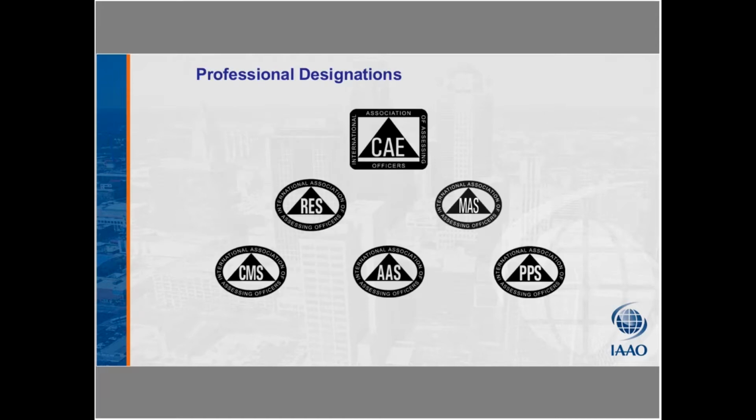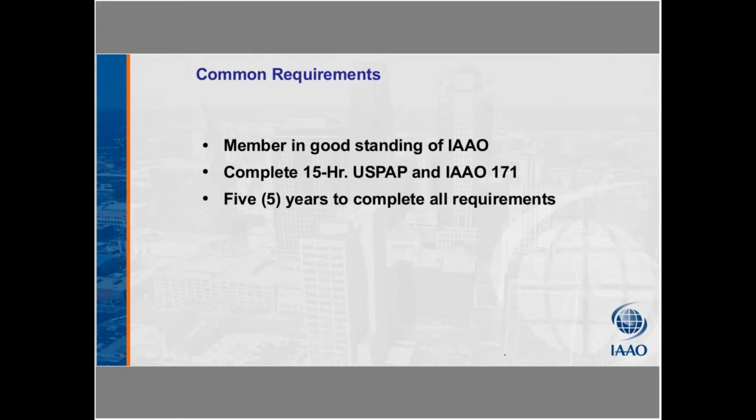The designations we have, there are 6 that we're going to talk about today. The CAE, RES, our new MAS, the CMS, AAS, and the PPS. And we will go through each of these in detail. All of the designations have 3 common requirements. First of all, you have to be an IAAO member in good standing. You also have to complete a 15-hour USPAP course and IAAO 171, which is IAAO Standards and Ethics, and you have 5 years to complete all the requirements.